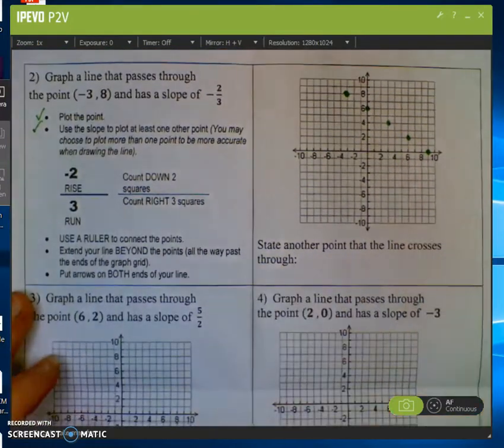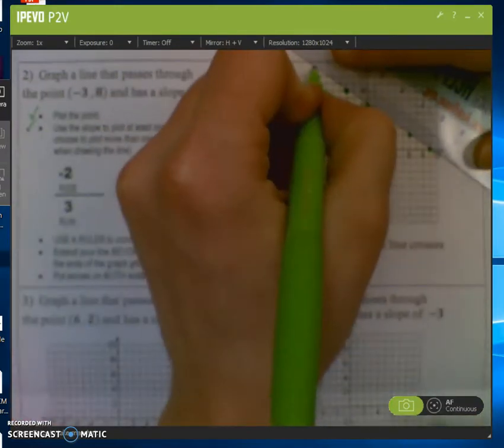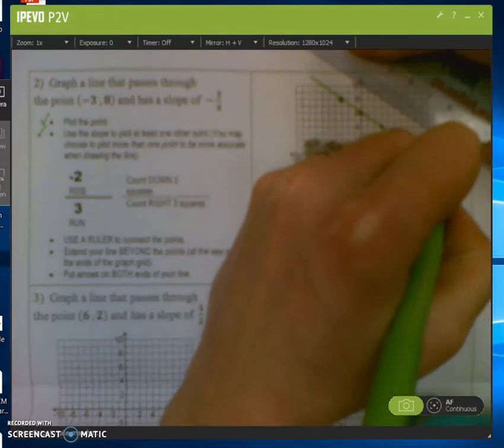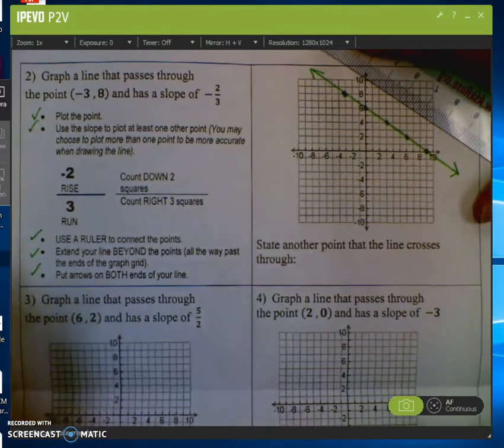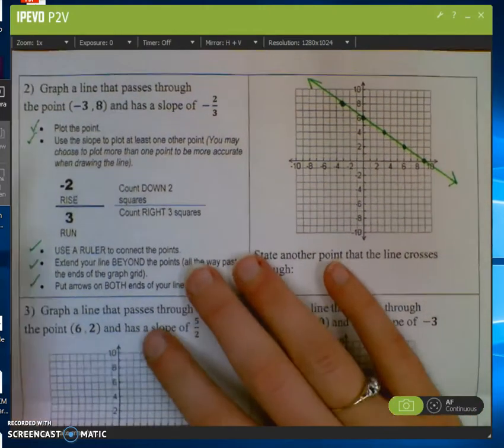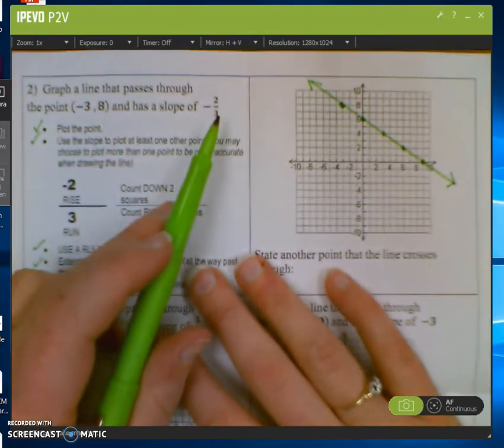Then it says use a ruler, so I'm going to take my ruler and connect all of those points. I'm going to extend my line beyond the graph, add arrows to the end of it, and I've completed graphing a line that goes through the point -3, 8 and has a slope of -2/3.